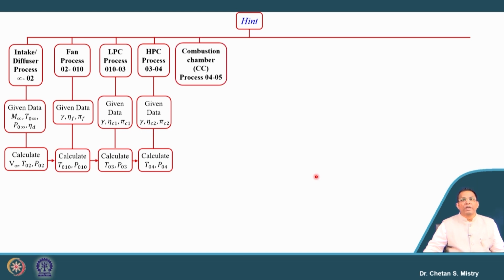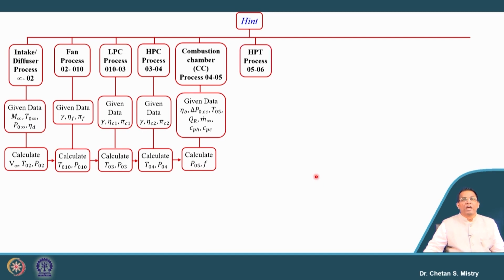Next component we have is our combustion chamber. For this combustion chamber, the combustion chamber efficiency is given, the total pressure drop is given, the calorific value of the fuel is given, and the turbine entry temperature is given. That will help us calculate the fuel air ratio and the exit pressure from the combustion chamber.